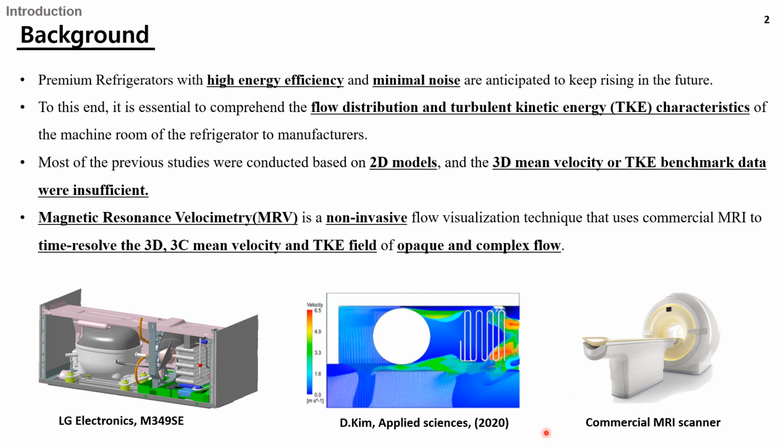As you can see in this picture, there are some 2D model-based experiments or safety studies available. We lack sufficient experimental benchmark data based on 3D velocity and turbulent kinetic energy. As you know, optical-based techniques such as PIV cannot visualize flow in an opaque and complex flow environment, such as the machine room's interior. So this is where MRV comes into play.